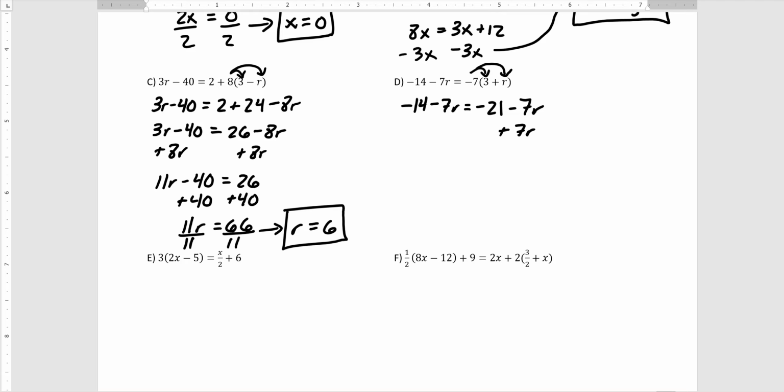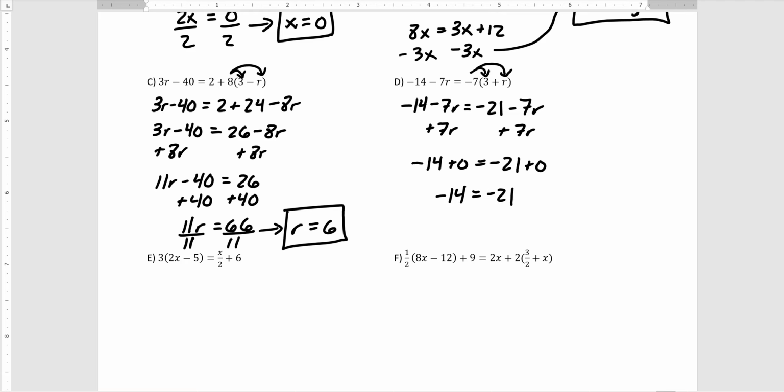I'm going to add 7r to both sides, add 7r. Negative 7r plus 7r is 0, so this will just become negative 14 plus 0 equals negative 21, and again, negative 7r plus 7r is 0. So notice what I'm left with. I'd be left with negative 14 equals negative 21.